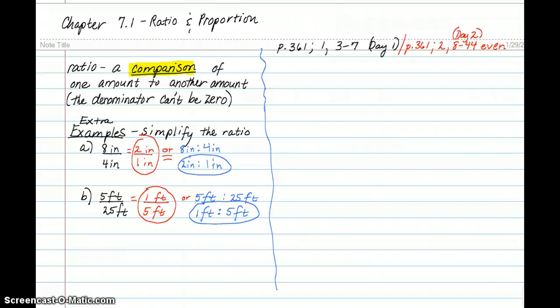Let me fix that. What I would like you to do is take a look at the problems on 361 to 362, the 2, and then 8 through 44 even, so that as you're going through the recording, you're able to say, oh, that's like this problem, and these are like these problems, so that it'll get you ready to be paying attention to the video. Okay, we are going to continue on.